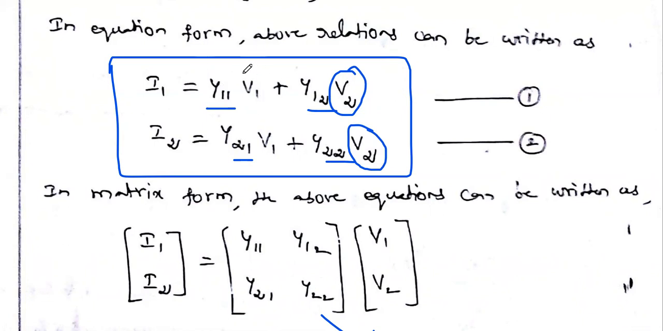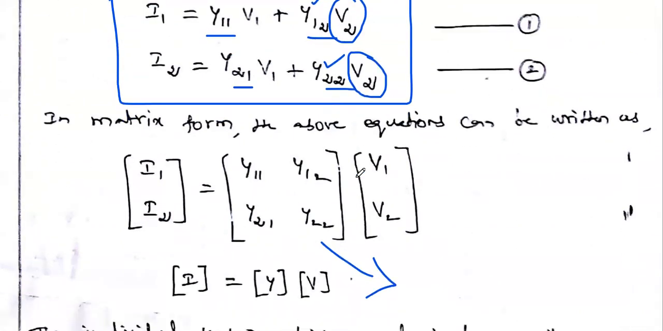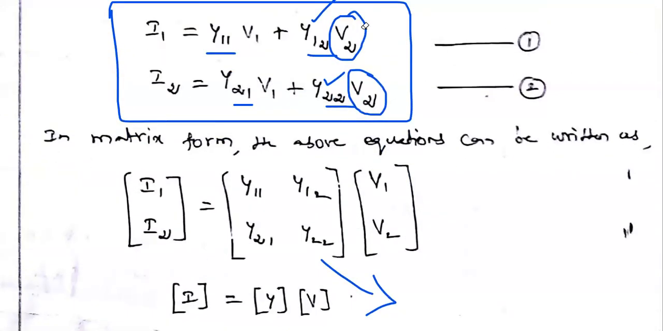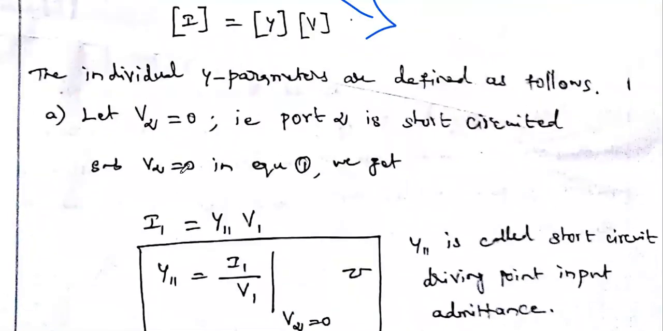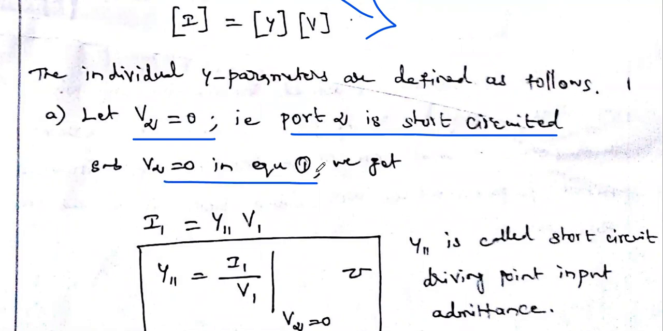Similarly, if we make V1 equal to 0, that is the input port short circuited, at that time we find Y12 and Y22. So looking at the equations, first we make V2 equal to 0, which means port 2 is short circuited. If port 2 is short circuited, we substitute V2 equal to 0 in equation number 1.